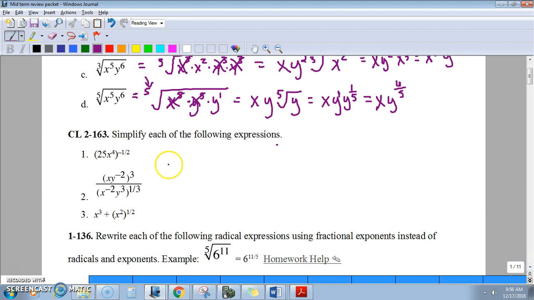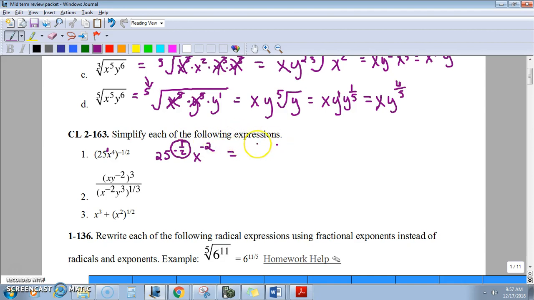All right, simplify each of the following expressions. If you are taking a power to a power, remember that you multiply those exponents, but then remember you have to do the number separately also. This is 25 to the 1st power. So what do I get here? I get 25 to the negative 1/2 power. And I have x to the negative 4 over 2, which is just the same as x to the negative 2 power. And remember, if a power is negative, it just means that it's in the denominator.